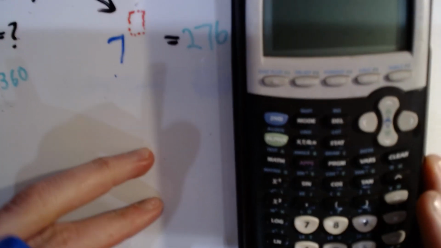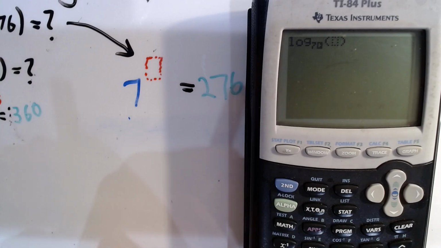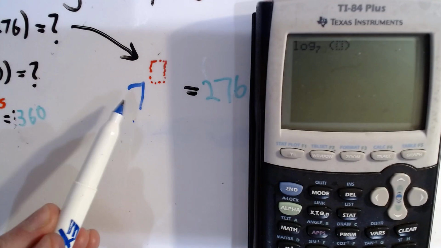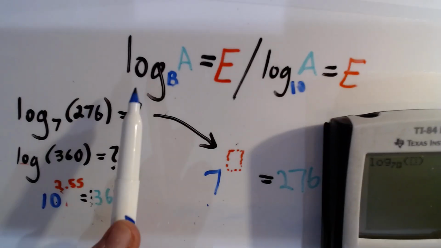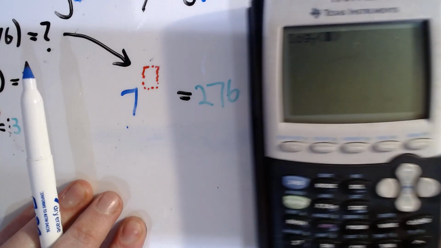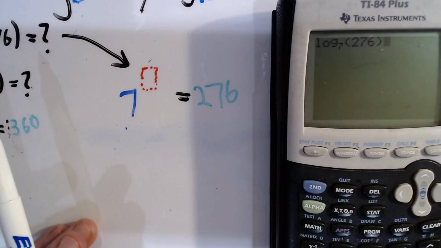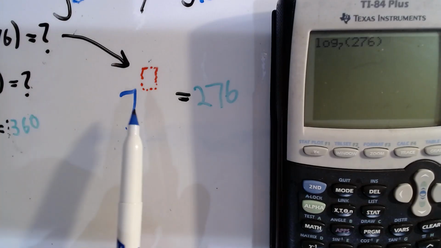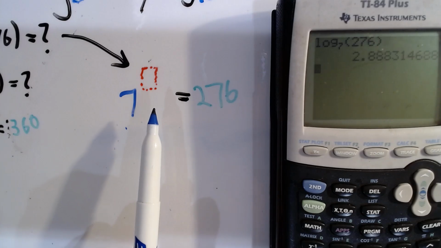So, here comes the easy part. With this log base, I'm going to plug in 7 as my base. That's my working number. We know our answer per our format. That's what comes next here. It's 276. And that's all we know at this point, right? We don't know our exponent. So this is when I'm going to hit the solve button.